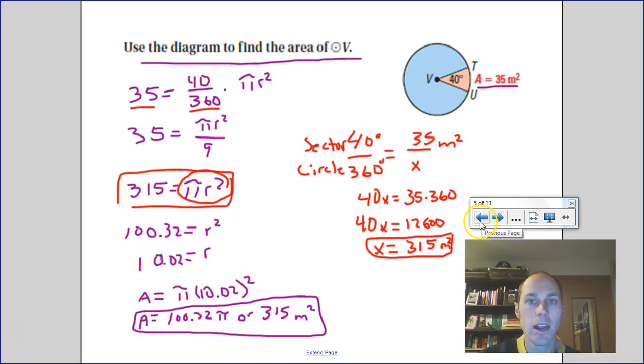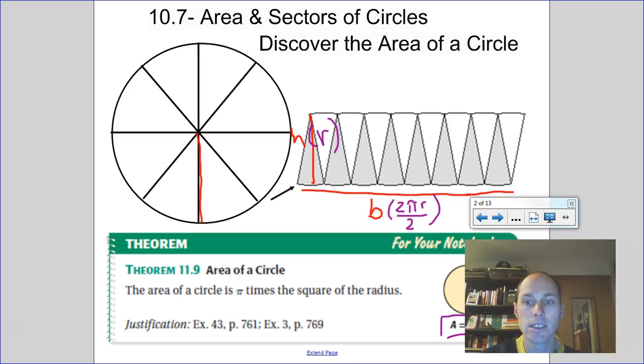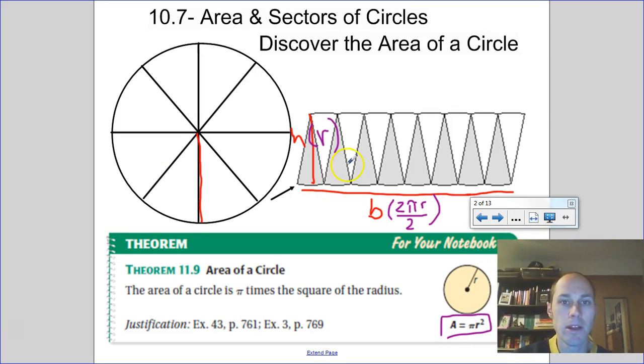Like I said, area of a circle should be familiar to you from your grade school days, pi r squared, but maybe you didn't know where we get that formula. So hopefully you understand that now. And then we also apply that to the sectors. So you've got some time to do some practice in class, and I'll answer any questions you might have.